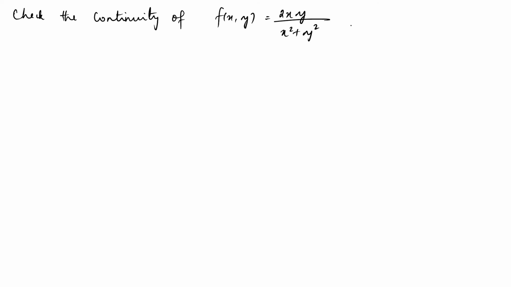Yes, sir. So with that idea only, now we are going to apply the ideology to check the continuity of f of xy equals 2xy upon x squared plus y squared whenever xy is non-zero, that is different from origin, and is defined to be 0 when xy is origin.